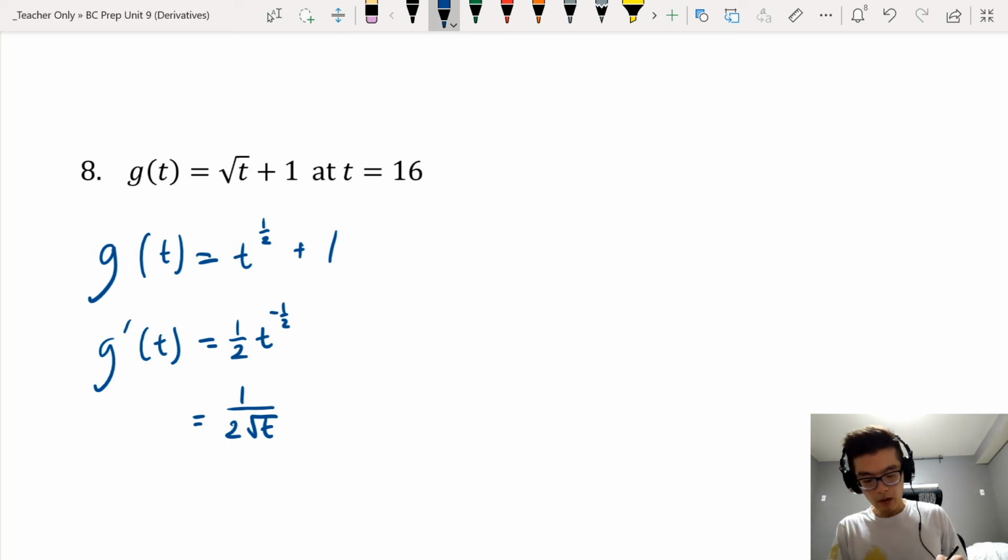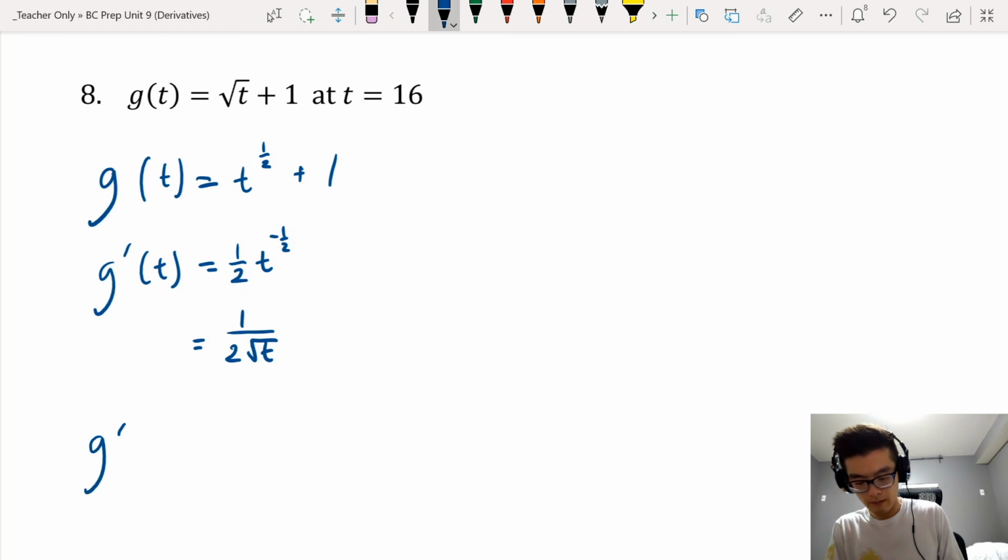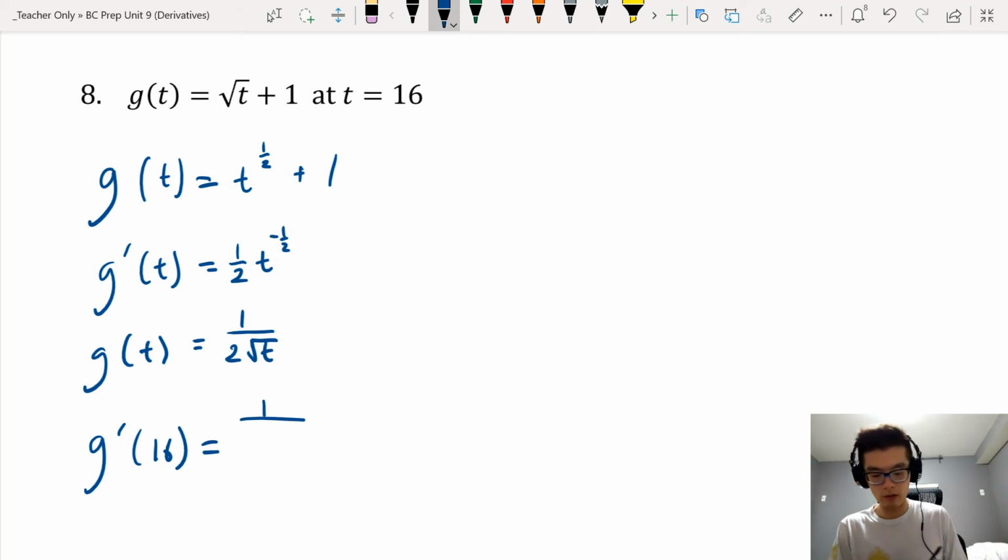So from there, we have basically found the slope, or the formula to find the slope. Now what we need to do is plug in t equals 16. So we get 1 over 2 times 4, because square root of 16 is 4, so you get 1 over 8. We have now found the slope at t equals 16. For your perspective, square root of t is kind of like this function, it's a square root function. So at t equals 16, kind of way over here, we know that the slope of that tangent line is 1/8.